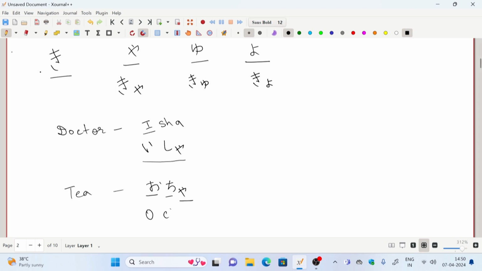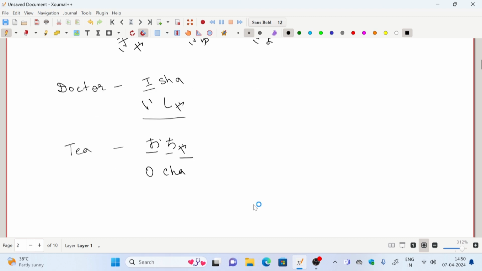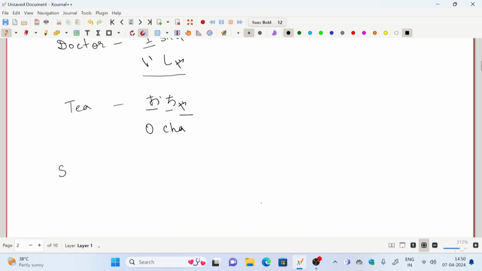O, cha. Ocha is for tea. Next, singer in Japanese is called kashu. Ka, shu. So ka is like this, and shu will be shi and a small yu. Kashu is singer. So this is how we write combined sounds in Japanese hiragana.